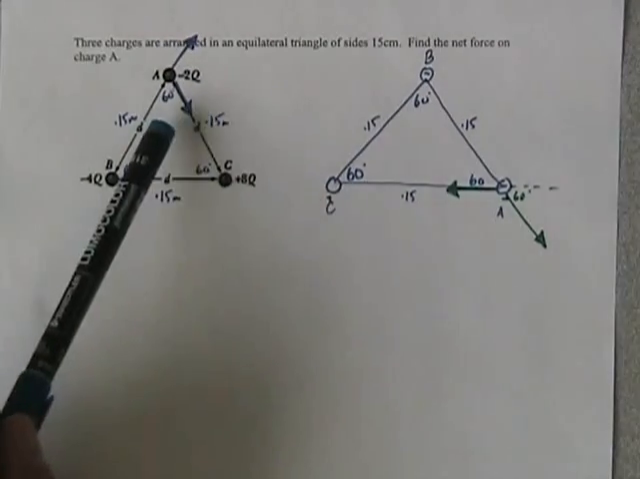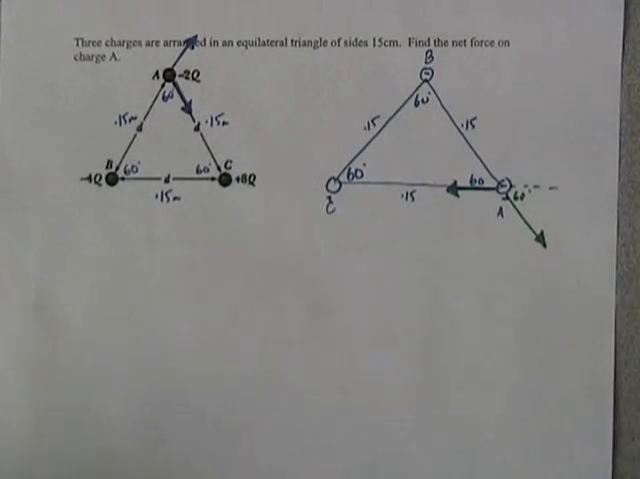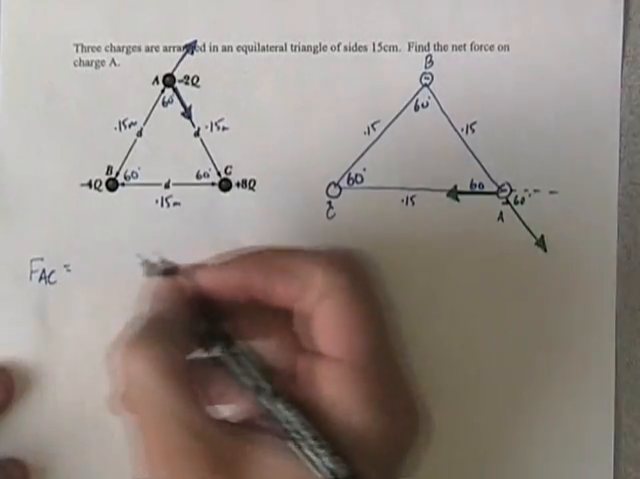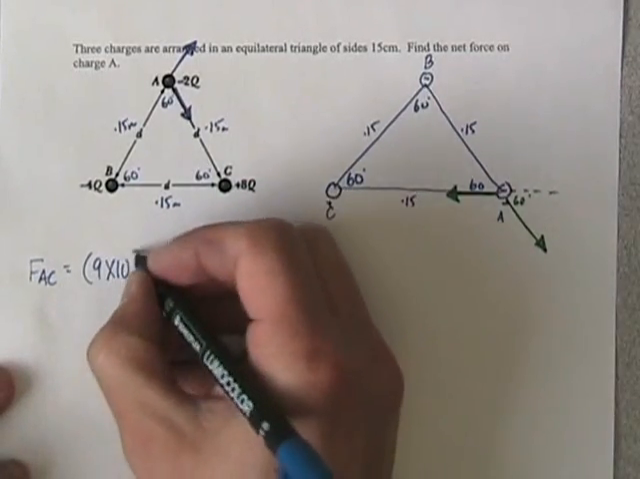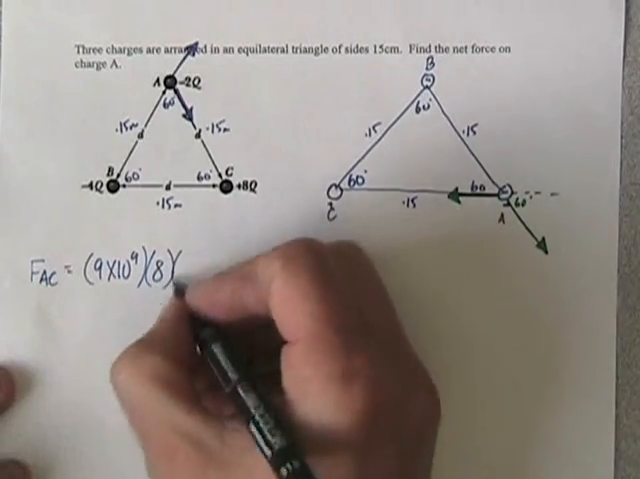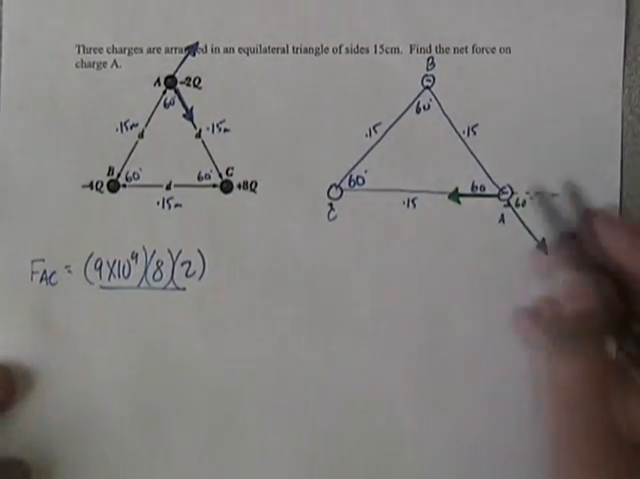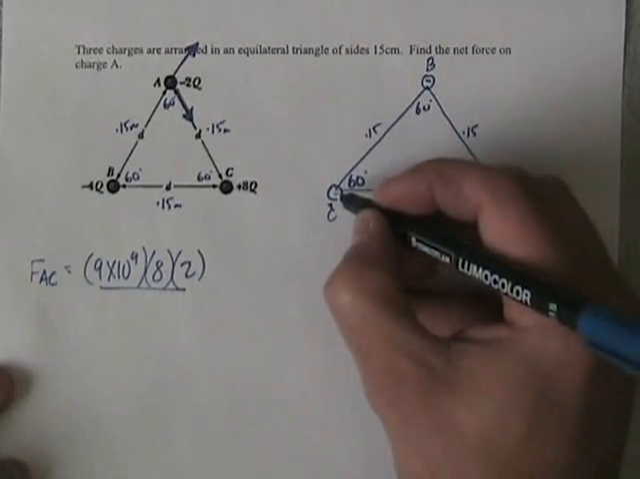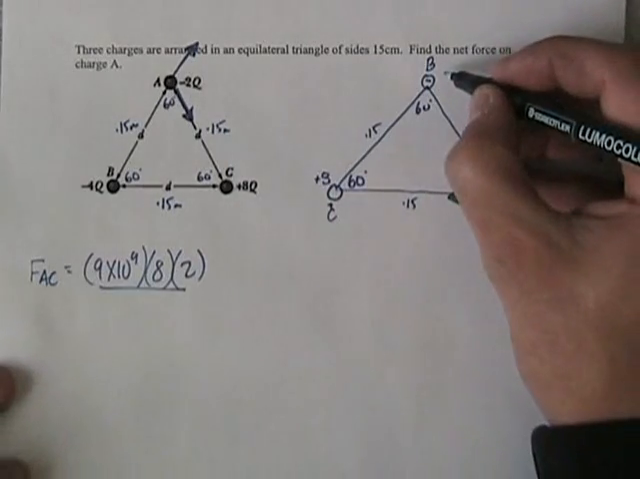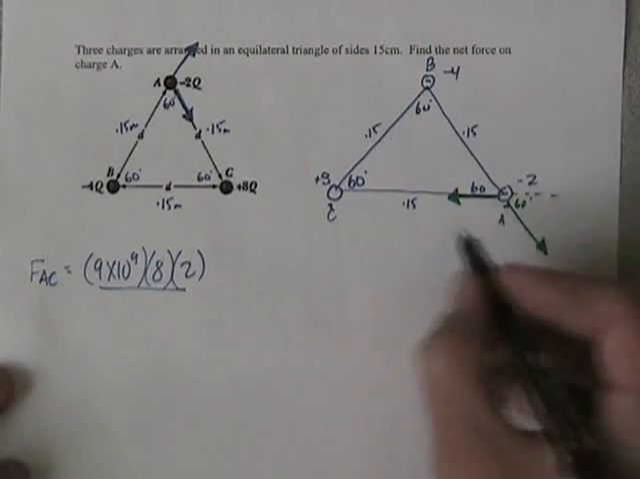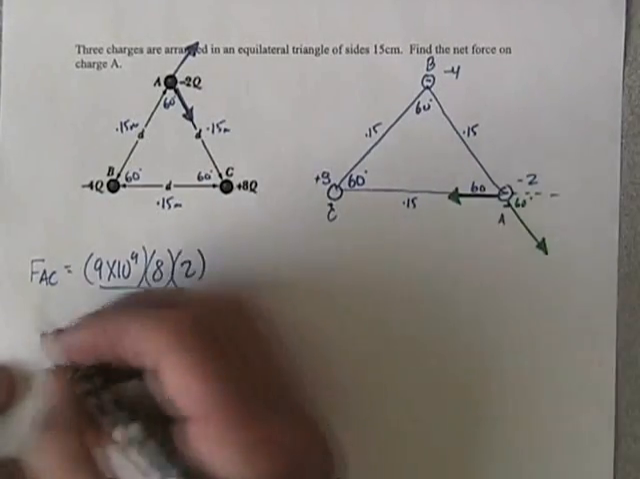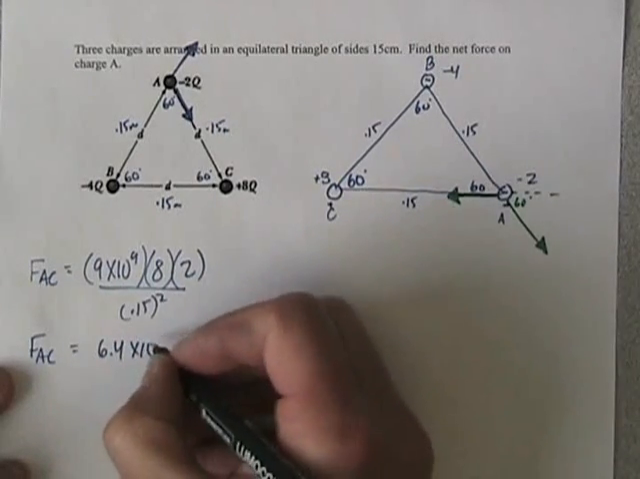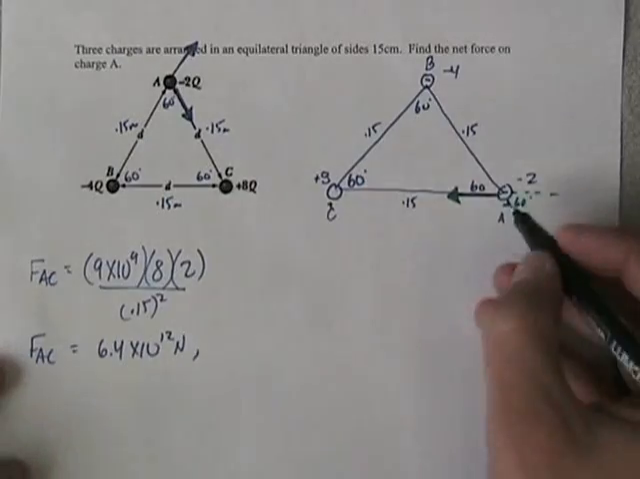You're welcome to do it the other way, but I'm going to do it this way. So let's do the force between A and C. FAC is going to be 9 times 10 to the 9, and it's 8 and 2. Maybe I should write that in, hey? A is -2, C is +8, and B is -4, over 0.15 squared. So that's FAC. Plug that in, you're going to get 6.4 times 10 to the 12 newtons, and direction is left.